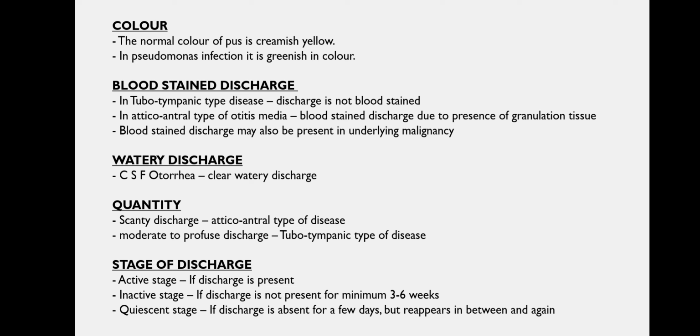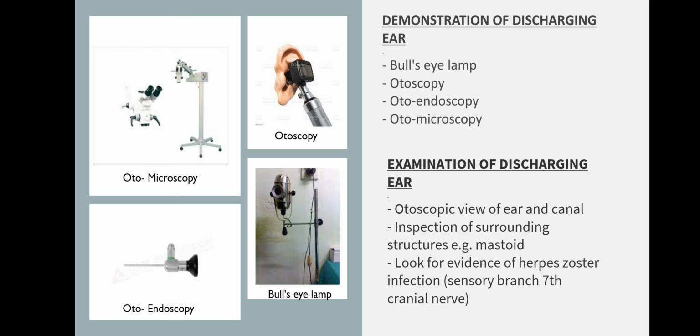Stage of discharge. Active stage if discharge is present. Inactive stage if discharge is not present for a minimum of 3 to 6 weeks. And quiescent stage if discharge is absent for a few days but reappears again and again. Demonstration of discharging ear is generally done by bull's eye lamp, otoscopy, otoendoscopy, and otomicroscopy. Examination of discharging ear includes the otoscopic view of the ear and ear canal, and inspection of surrounding structures, that is the mastoid, and we look for evidence of herpes zoster infection.